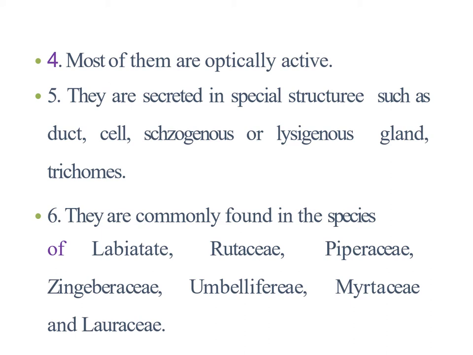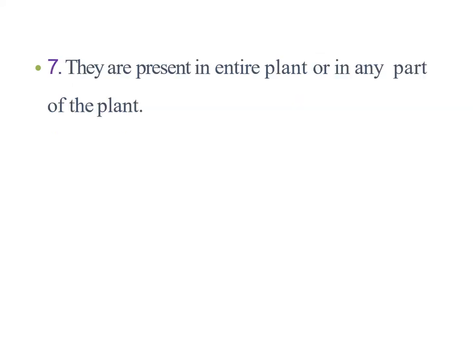They are secreted in special structures such as duct cells, schizogenous or lysigenous glands and trichomes. They are commonly found in species of Labiatae, Rutaceae, Pinaceae, Zingiberaceae, Umbelliferae, Myrtaceae, and Lauraceae. They are present in the entire plant or in any part of the plant.